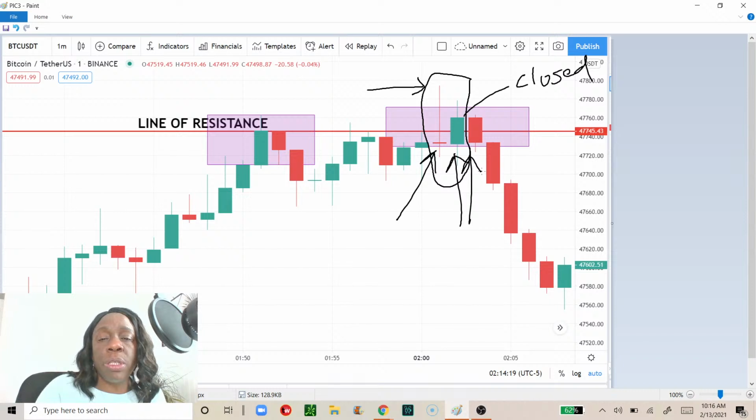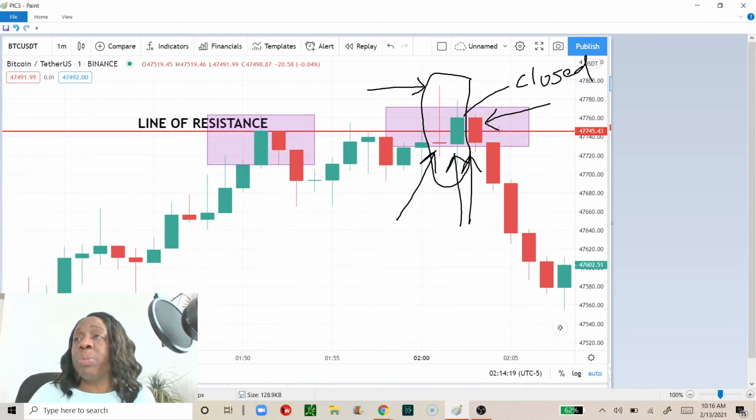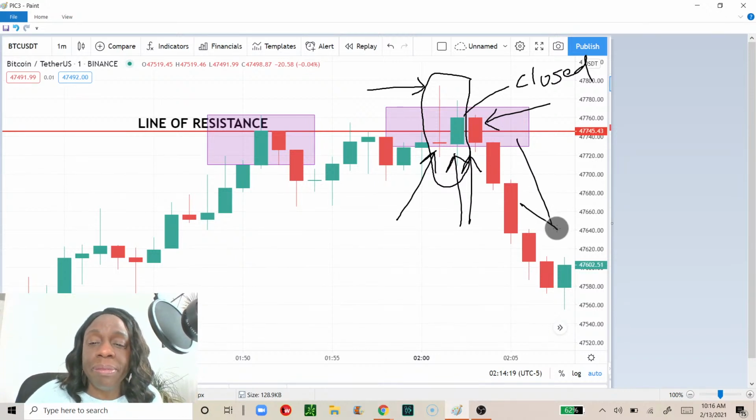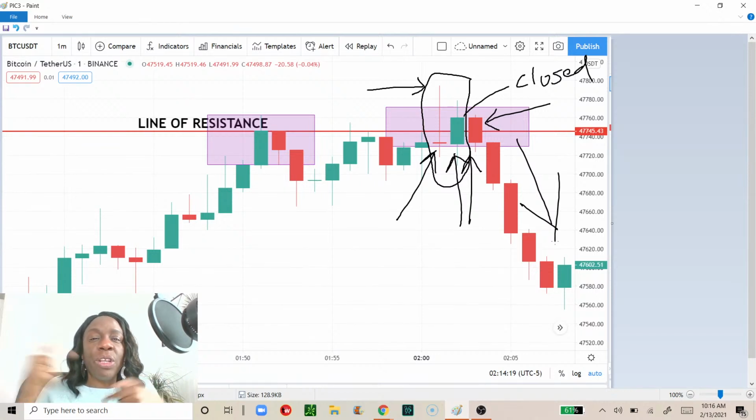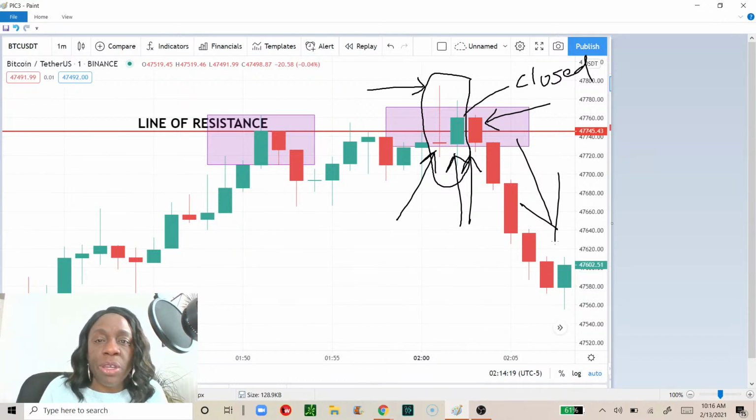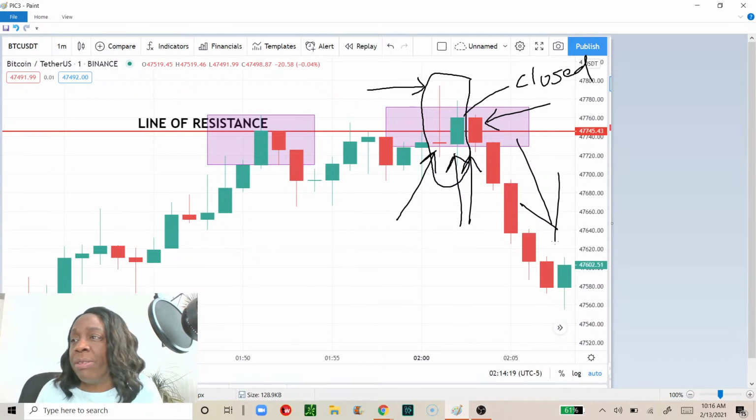So the first one did not close above. This green one closed above the line of resistance. The next one closed below. So hopefully you didn't enter the trade, because what happens after that? That's what we want to avoid. We always want to avoid price reversing with our money, and it's not a good thing to see red when you're trying to make a profit and see green. And that's it. That's all I want to emphasize today.